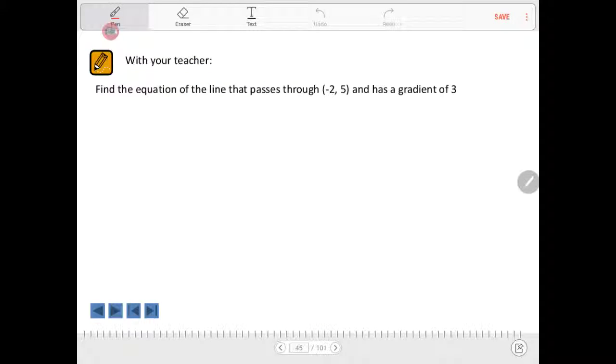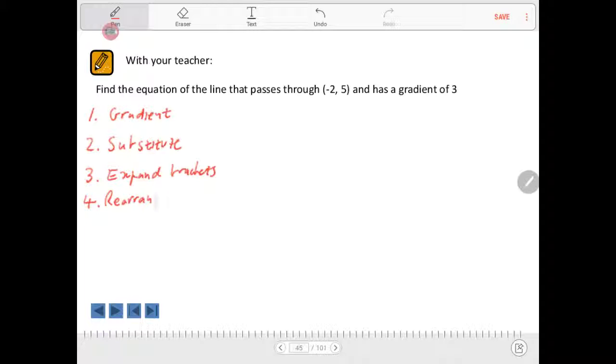Now the steps that we follow here, I'll identify. And you can write these on your information sheet for the test if you like. But number one step is the gradient. Number two step is to substitute. Number three step, expand brackets. And fourth and final step, rearrange. Okay, so let me show you what those steps look like.